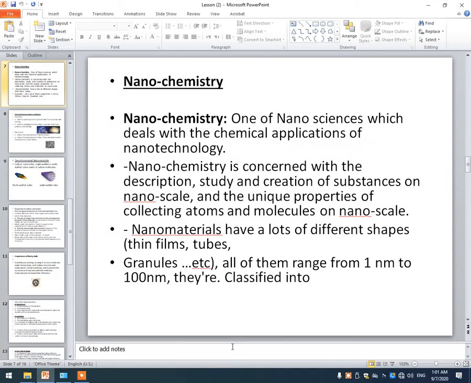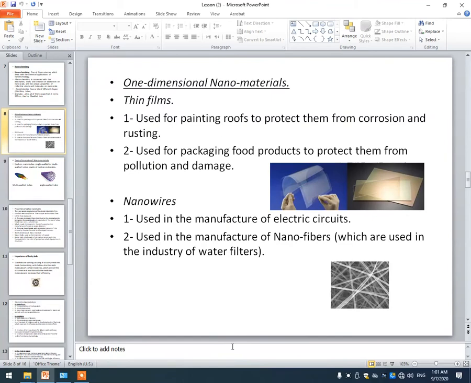All of them range from 1 nanometer to 100 nanometers, and they are classified into one-dimensional nanomaterials, like thin films, for example, which are used on engine grooves to protect them from corrosion and rusting, and in packaging food products to protect them from pollution and damage. Nanowires are also an example of one-dimensional nanomaterials. Nanowires are used in the manufacture of electric circuits and nanofibers.